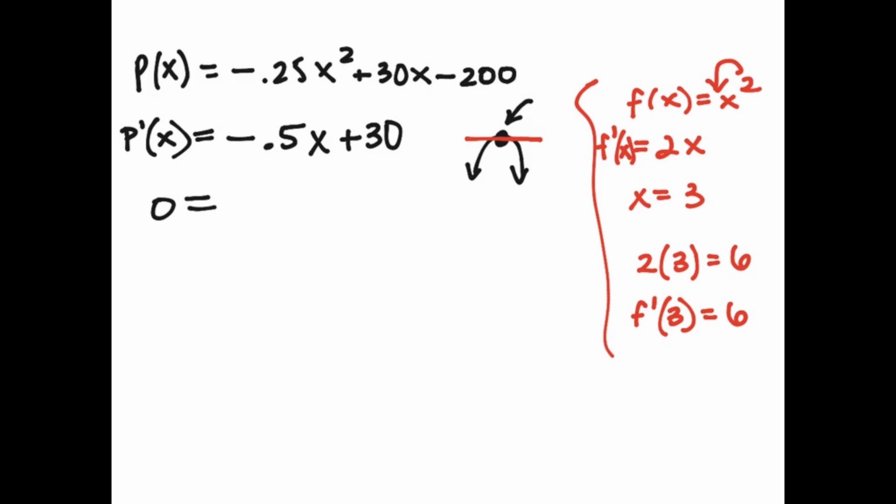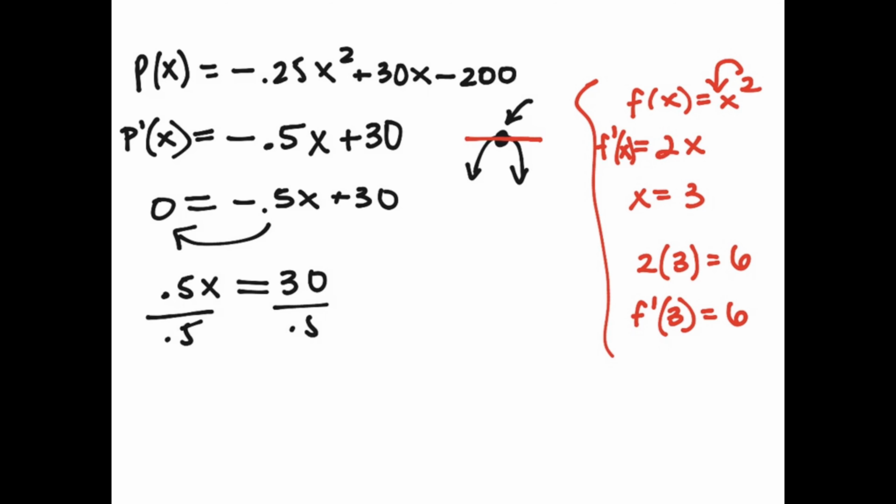So at this point I'm going to say 0 is equal to negative 0.5x plus 30. I'm going to be moving over the negative 0.5x, so this is going to be positive 0.5x equals 30. I'm going to divide by a half on both sides, so I get that the maximum amount of tickets sold that's going to give me the highest profit is 60 tickets. So I should be selling 60 tickets every time I give a day tour in order to have the most profit.